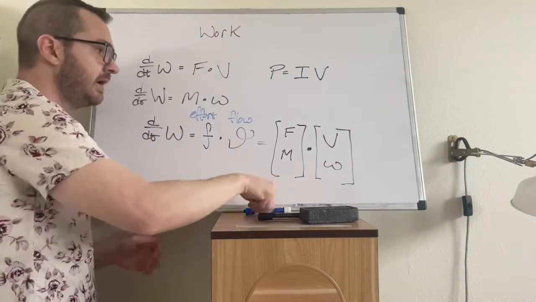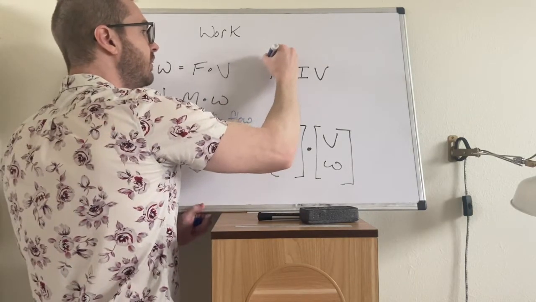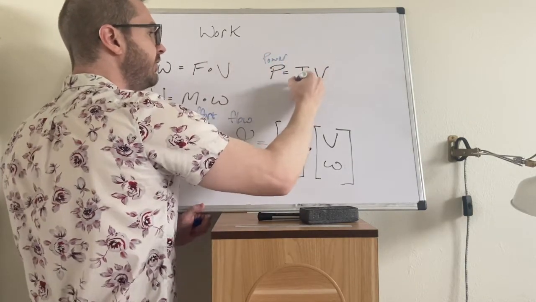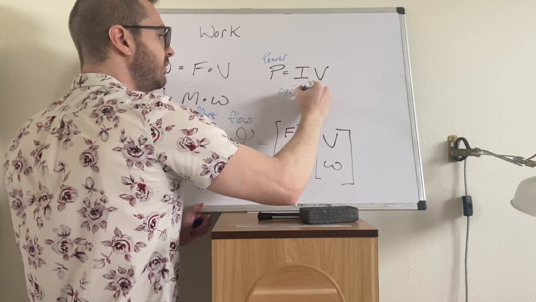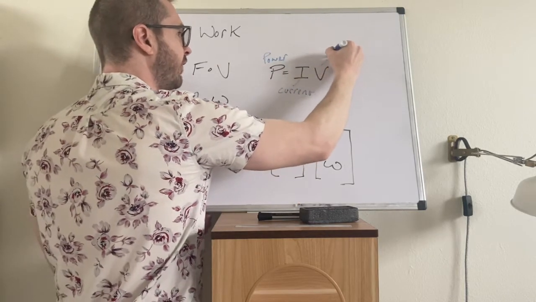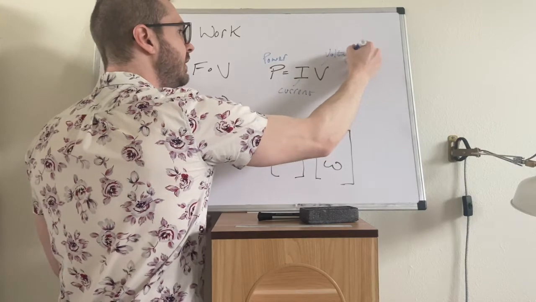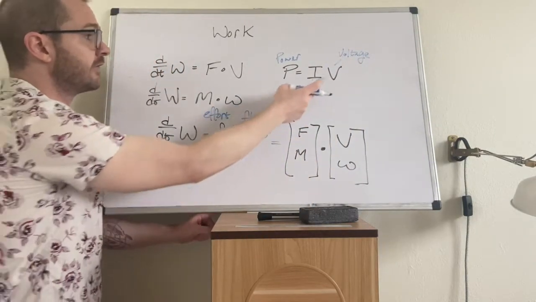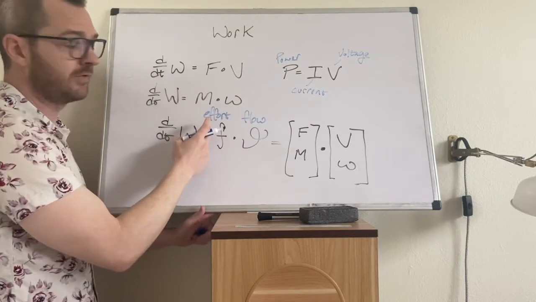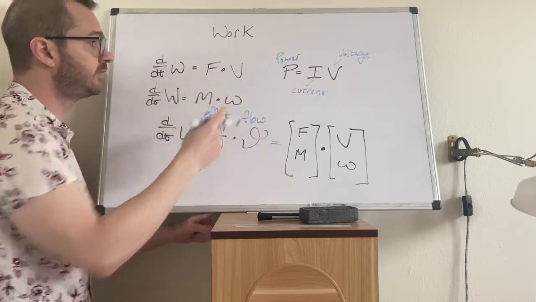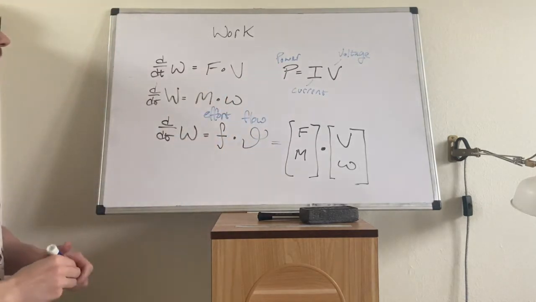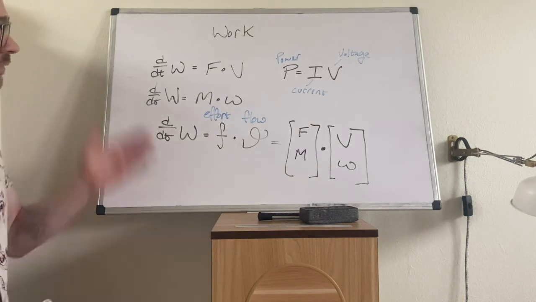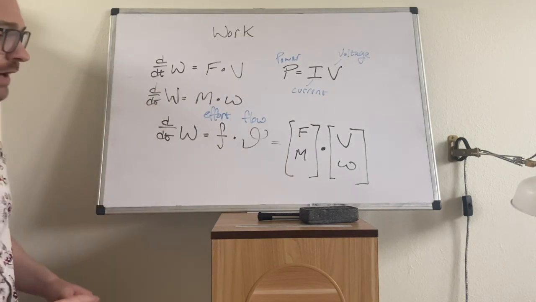So power is current multiplied by your voltage. And in this instance, your current is your flow and your voltage is your effort. So effort times flow is going to yield power. Okay, so this was a nice discussion of work done.